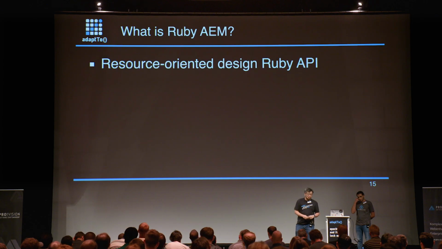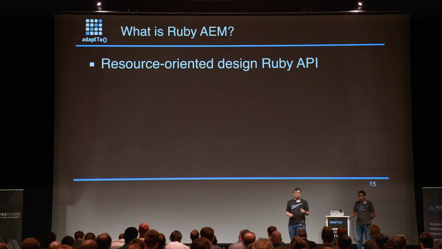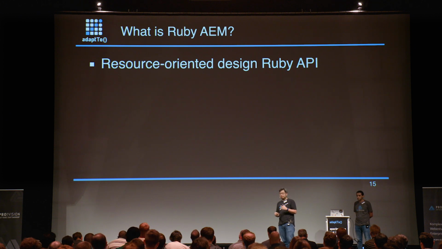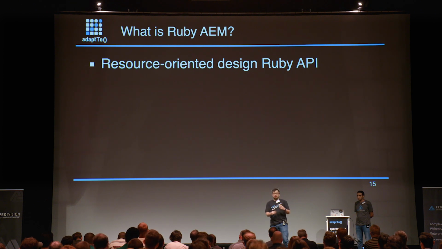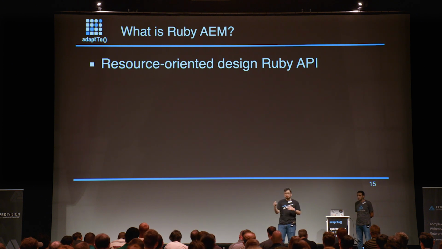And what is Ruby AEM itself? One reason why we ended up coming up with this layer is because the tool that we had to deal with back then was Puppet. And we wanted to introduce Puppet modules for dealing with various AEM resources. And one problem was that Puppet's design is resource-oriented. So instead of calling these endpoints, calling those endpoints, it's not procedural. It's more like ensure that this resource is available.